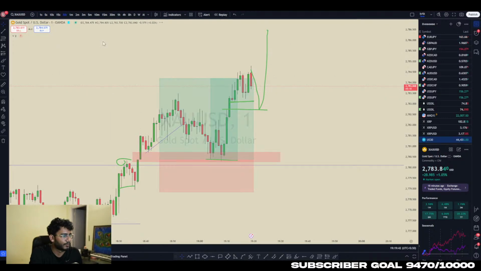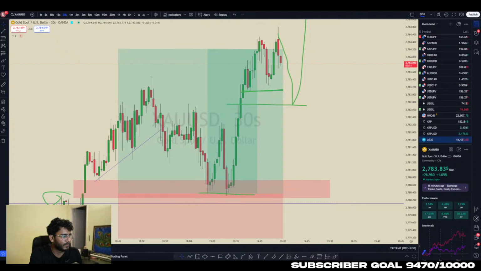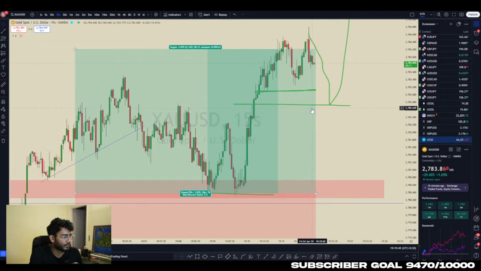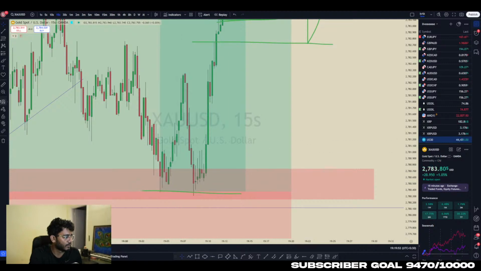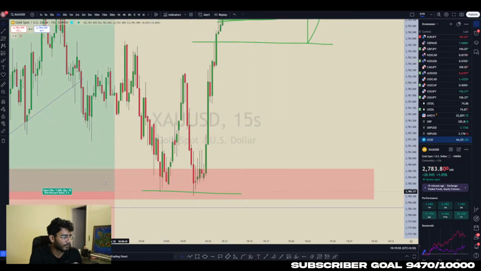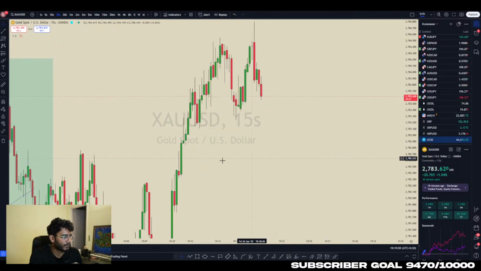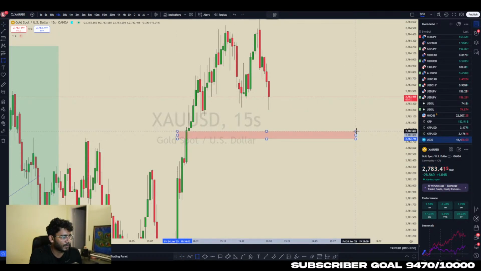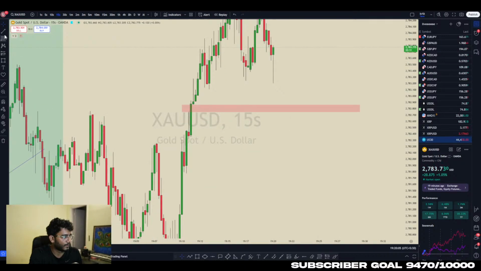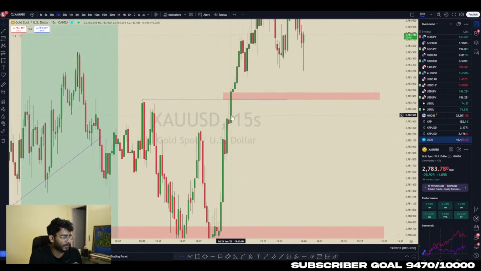GJ, okay, let's see. Why this area? Because if you go to 15 seconds, we can see we have this inefficiency in the market, and this was the area from which price started to go down, and that's why price gave us a reaction from this area.